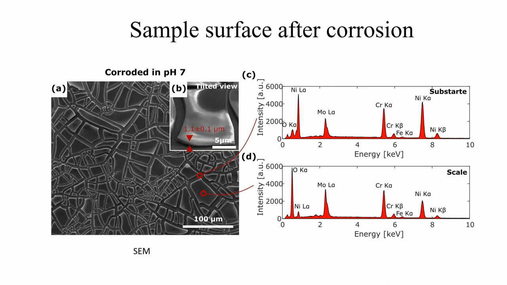So you can think about a desert. You're out there, and then all of a sudden there's a really heavy rain. You get all this mud, and then it dries, and then all of a sudden it looks like this. This is my picture of it. What you can see also from the EDX here is that from the substrate, there's nickel, but if you look at the scale, there's a lot of oxygen. So these are the corrosion products that have been redeposited onto the surface, let's say.